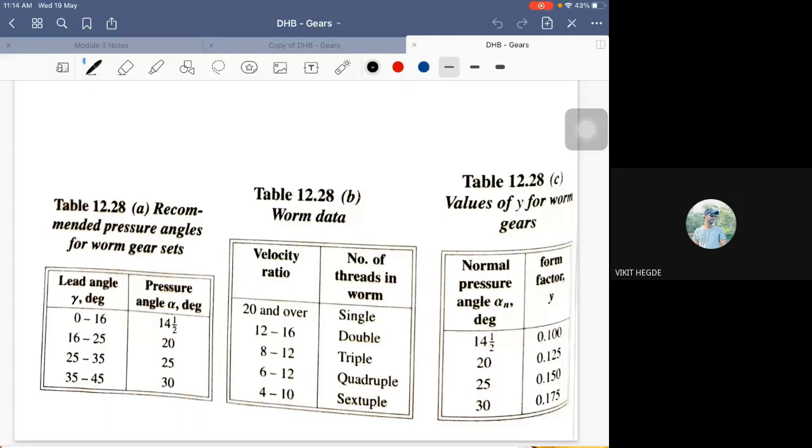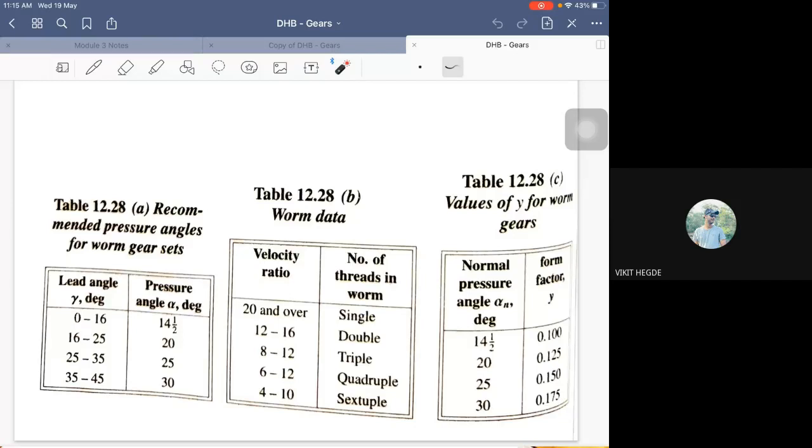Better to take a smaller value always in case of this. Suppose I take 10 also, which I was discussing previously, so it comes in the range of 8 to 12, as well as in the range of 6 to 12, as well as in the range of 4 to 10. So always the preferable values are the values at the top. So you should not go sextuple, quadruple. Those are all nonsense, and it is very difficult to manufacture also. So always go with the shorter ones.